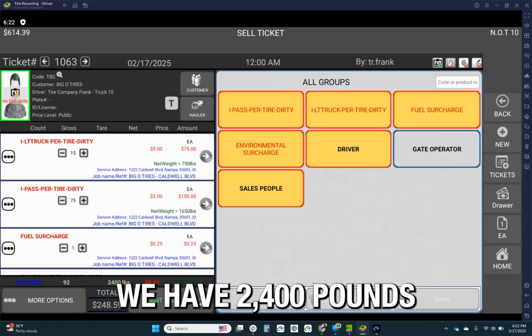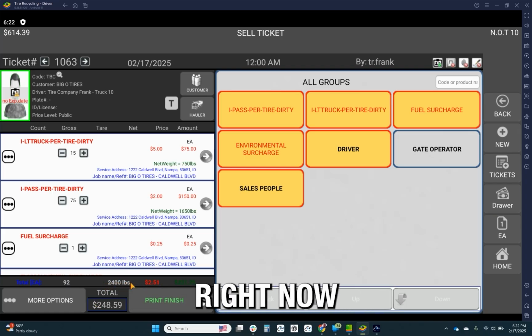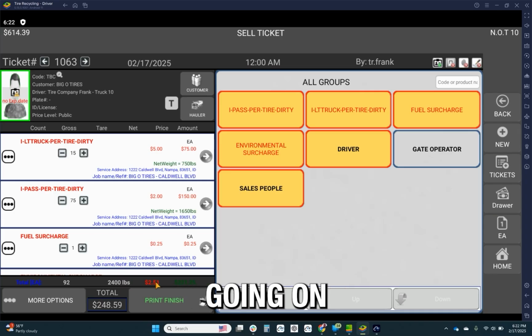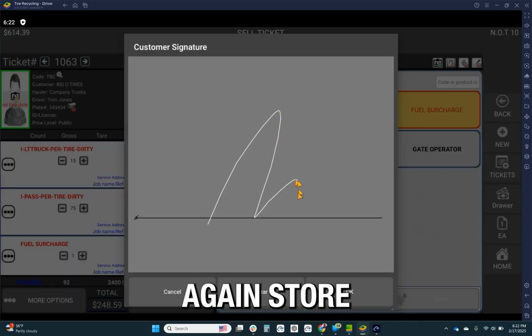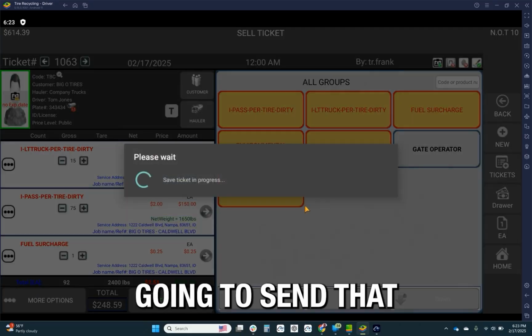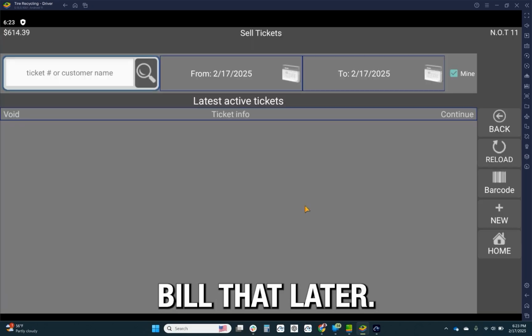You're going to notice we have 2,400 pounds going onto our truck right now at an average of $2.51 per tire going onto our truck. Again, store manager signature, very important for the tire manifest. And we're going to send that to accounts receivable, meaning that we're going to bill that later.